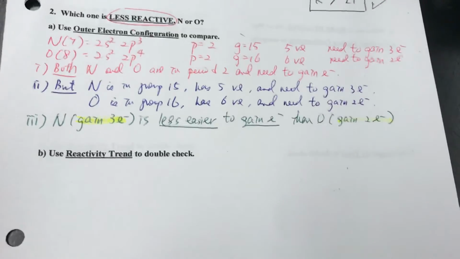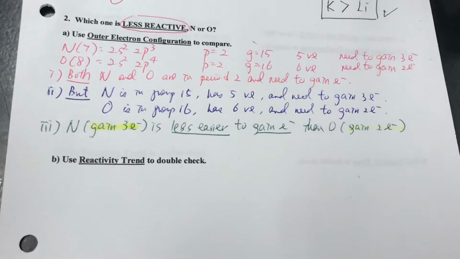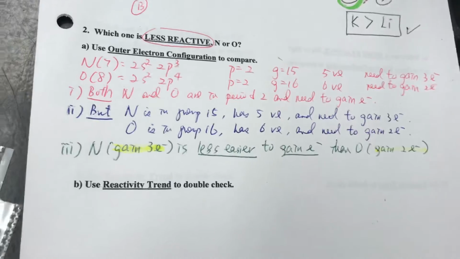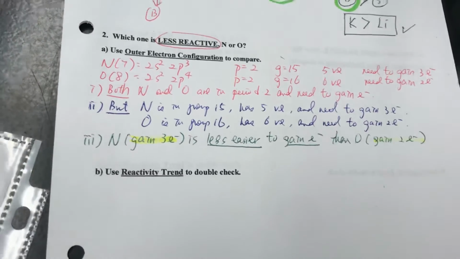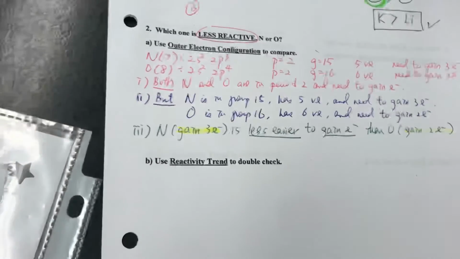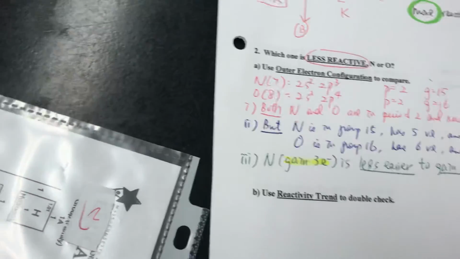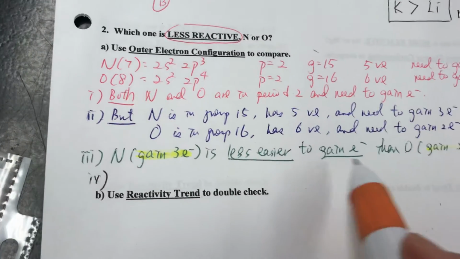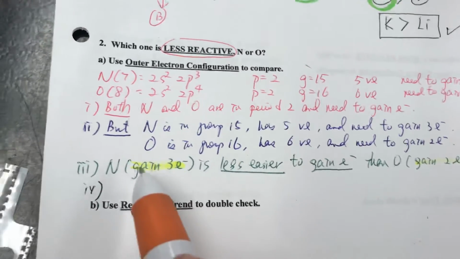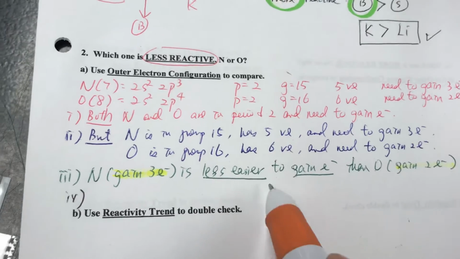Oh, and gain 3 electron. Is it less easier to gain electron? Yes, because he needs to gain 3. You always read the sentence number 3 after you include the reason and the statement. Does it make sense to me? All right, and then step 4, we can follow through. Because you say N is less easier to gain electron than O, you can say N is less reactive than O.